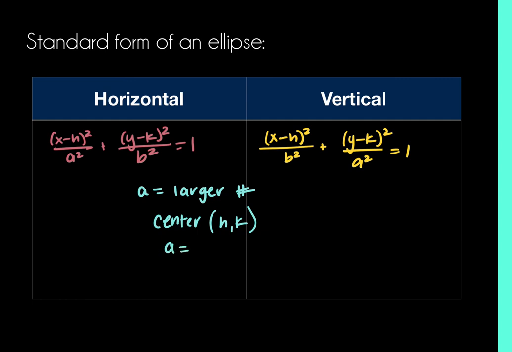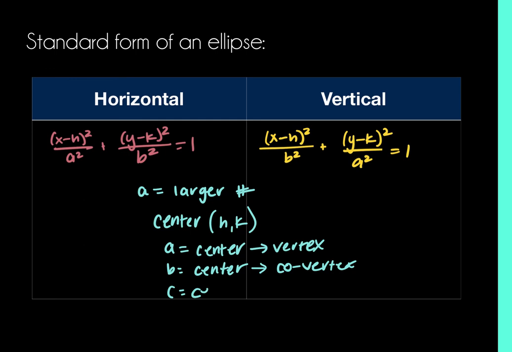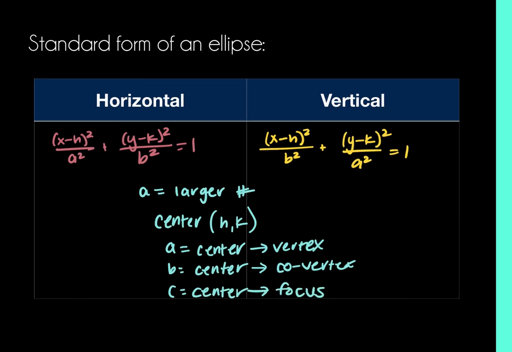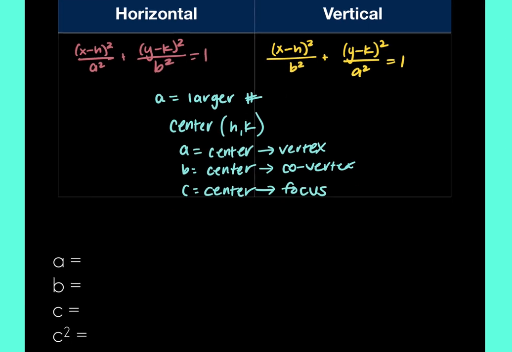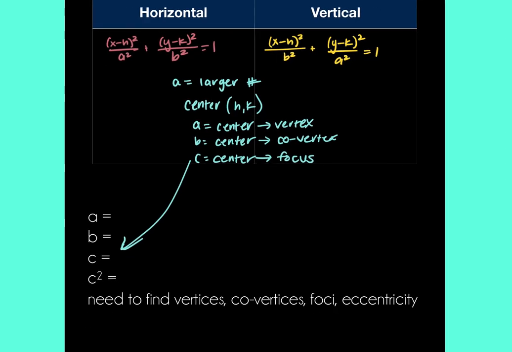A is the distance from center to vertices or vertex. B, center to co-vertex. C, center to focus. And C squared equals A squared minus B squared. Major axis equals 2A, minor axis equals 2B.